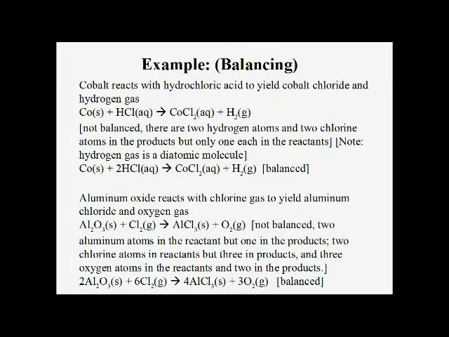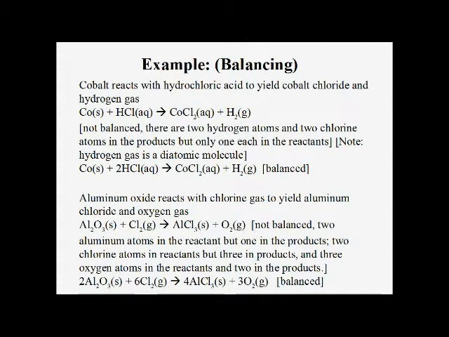So some examples. So if we react cobalt with hydrochloric acid, the cobalt metal will dissolve, forming cobalt chloride, and the process will bubble out hydrogen gas. So we write down the equation. Cobalt plus hydrochloric acid yields cobalt chloride plus hydrogen gas. Now we check to see if it's balanced.